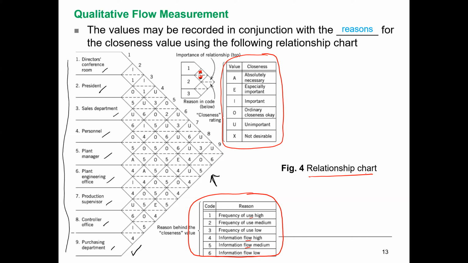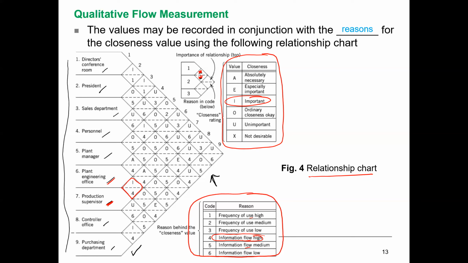So if we, for example, look at plant engineering office and production supervisor, this is going to be the way it is defined. So I means it's important, and 4 is the information flow between those two offices is very high. So we want to make sure that that is a combination or two pairs of offices that needs to be close to each other.